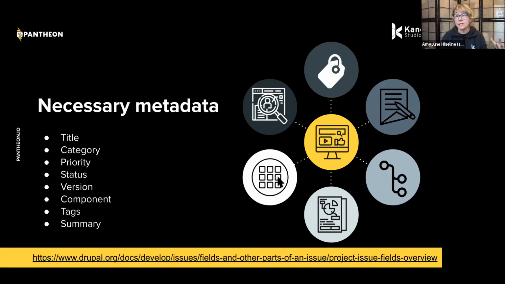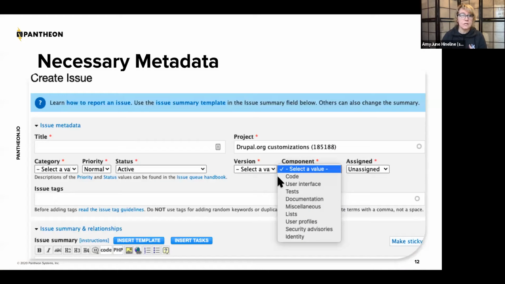And then the summary. The summary really provides the bread and butter of the issue. You explain what your motivation is, what the problem is, what you anticipate the goal of this issue will be. So you can see this is that picture of all the metadata I just discussed. This is in every issue queue. It could look a little bit differently depending on the project, but this is kind of the gist of it.